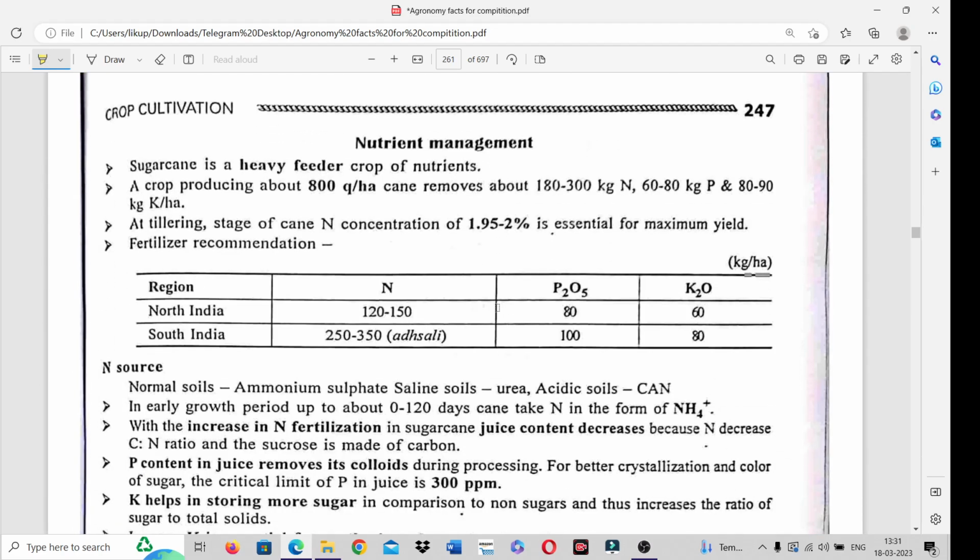Nutrient management. Sugarcane is a heavy feeder crop of nutrients. A crop producing about 800 quintal per hectare can remove about 180 to 300 kg nitrogen, 60 to 80 kg phosphorus, and 80 to 90 kg potassium per hectare. At the tillering stage, a nitrogen concentration of 1.95 to 2% is essential for maximum yield.